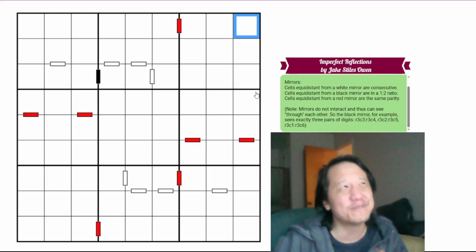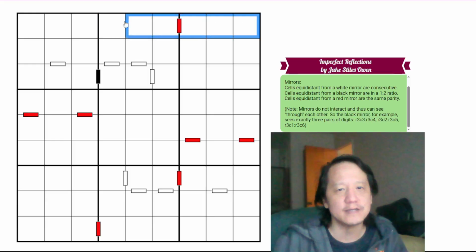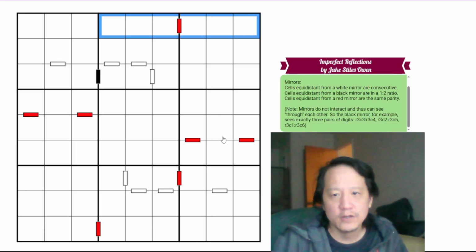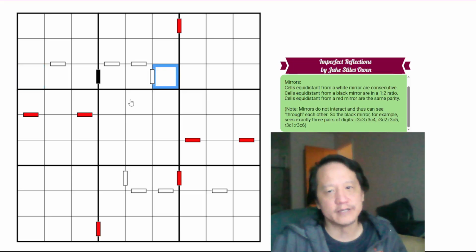So this is kind of like, in a sense, Ziffer lines. No, not really, but it kind of is. But it's basically mirrors. Note, mirrors do not interact and thus can see through each other. So the black mirror, for example, sees exactly 3 pairs of digits: row 3, column 3 and row 3, column 4; row 3, column 2 and row 3, column 5; and row 3, column 1 and row 3, column 6.